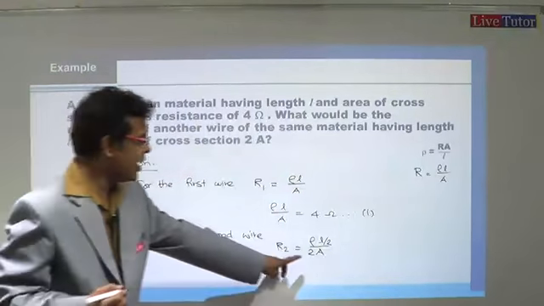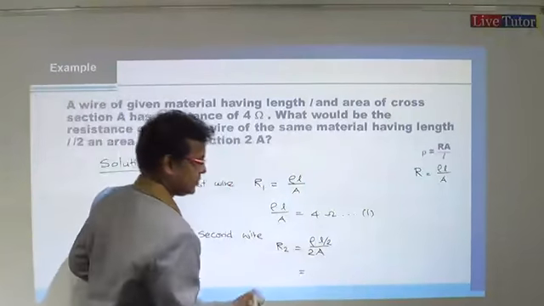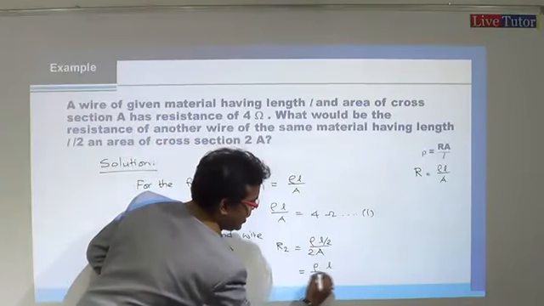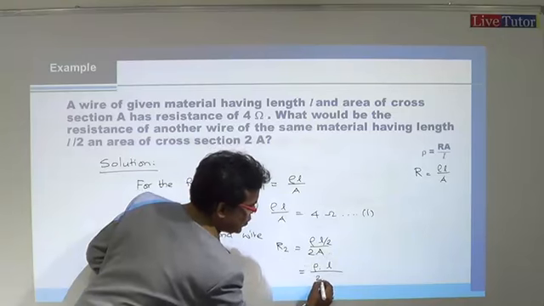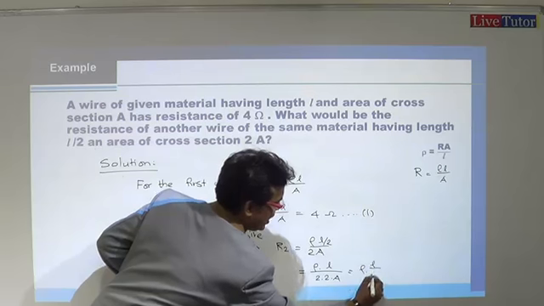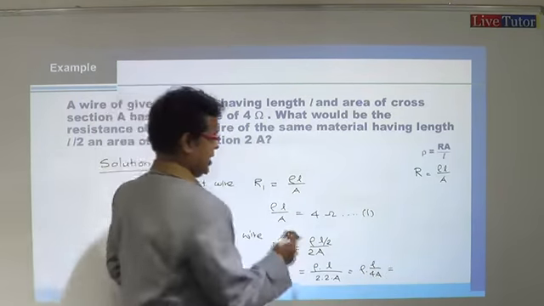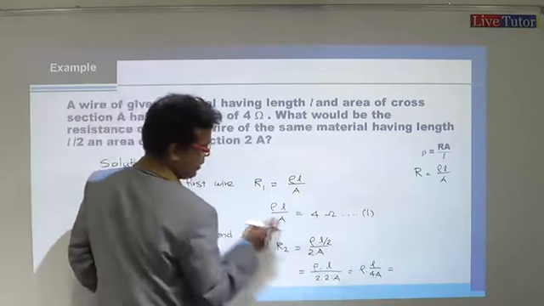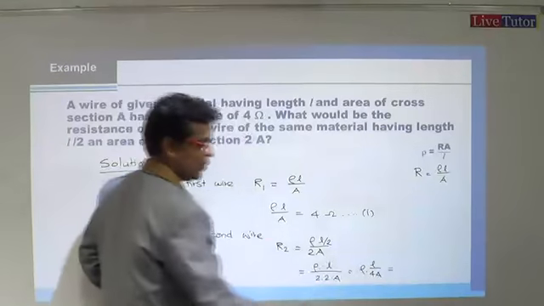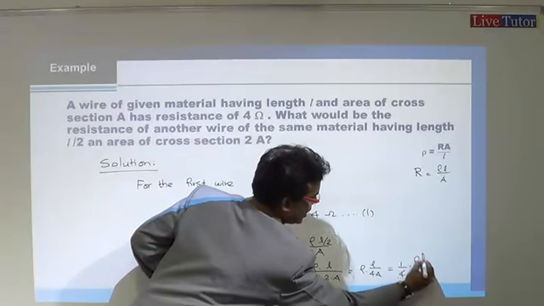Now we can simply rearrange it. How will you rearrange it? Rho into L by, this 2 will come here, already 2 is there, 2 into A. That is rho L by 4A. We have to compare these two equations. Here also rho L by A, here also rho L by A, only the 4 is the difference. So I will write it separately as 1 by 4 into rho L by A.